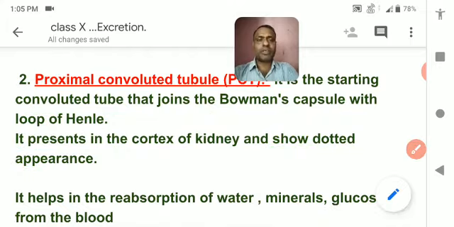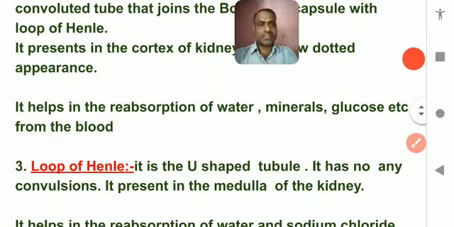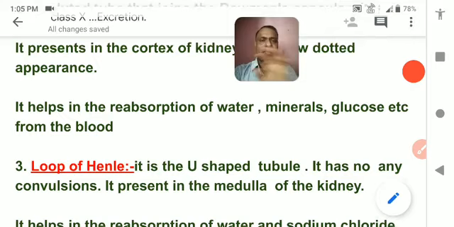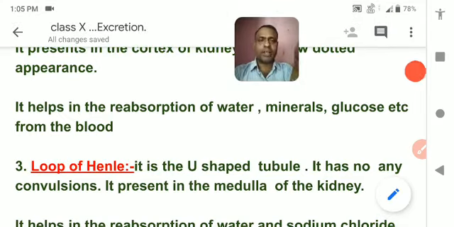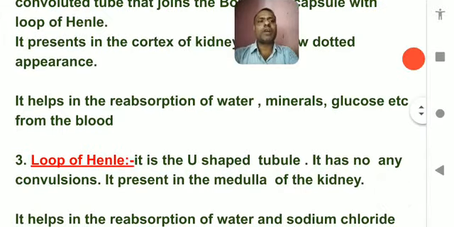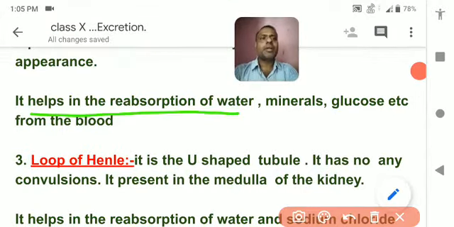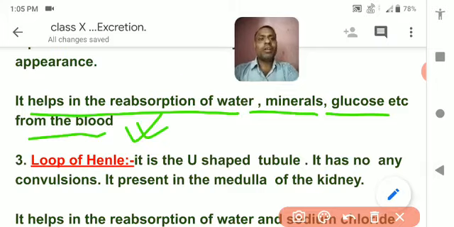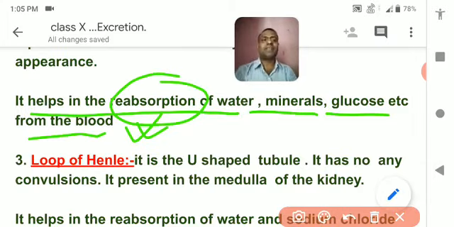So what is the function of the proximal convoluted tubule? Obviously I will teach you later, but I have given an introductory part here about the function of PCT. PCT helps in the reabsorption of water, minerals, glucose, plasma and many more things from the blood. I will explain the reabsorption when I explain the process of filtration of the blood. Understood?